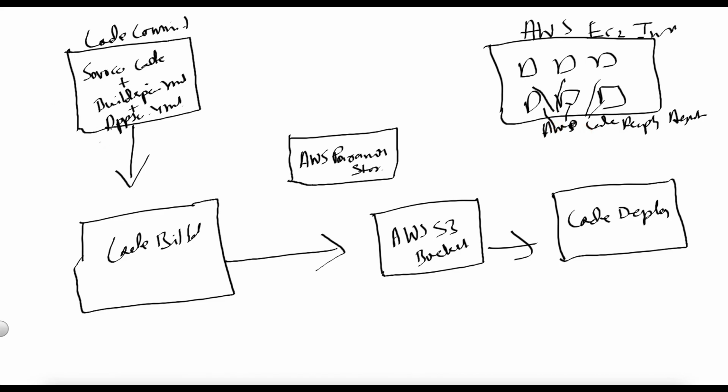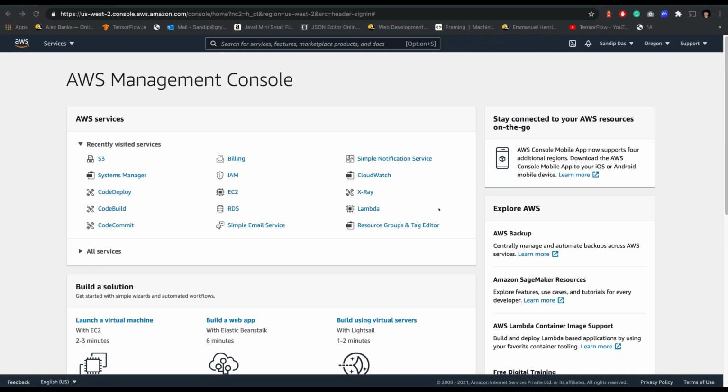So first the code will get pulled from the source code to CodeBuild, and then the build will generate. The build will get the parameters or the environment variables from the Parameter Store. Then the final build will go to the AWS S3 bucket, and from the S3 bucket the CodeDeploy will happen. This way. Now that I have shown you the diagram, let's follow the diagram and do the actual hands-on, so it will be very easy to understand.